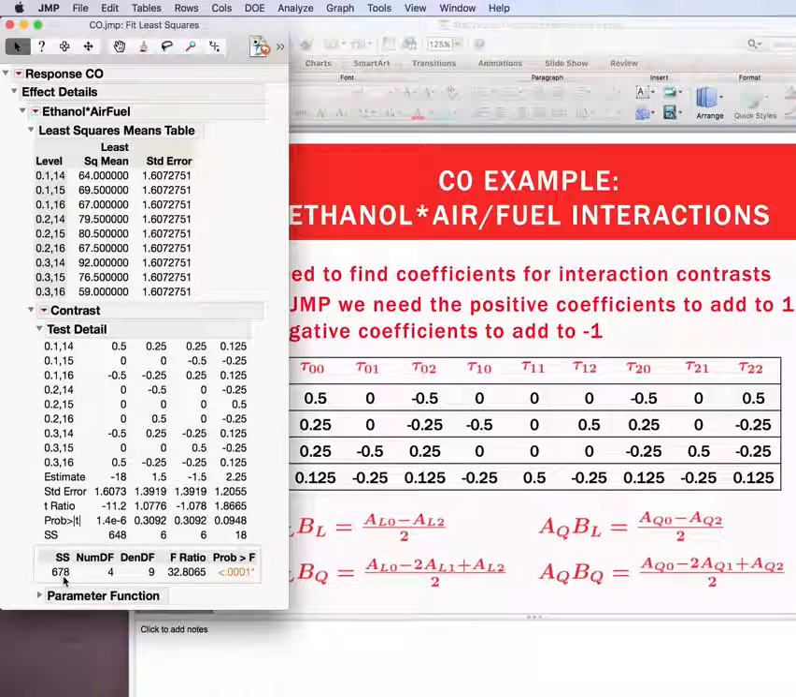So our total sums of squares here is 678 for the interaction effect. And almost all of them are coming from the A linear by B linear effect. And the other sums of squares are relatively small. So that p-value is insignificant, this one's insignificant, this one's maybe borderline significant, but it looks like for the most part that the main thing that's driving this two-way interaction is the A linear by B linear.